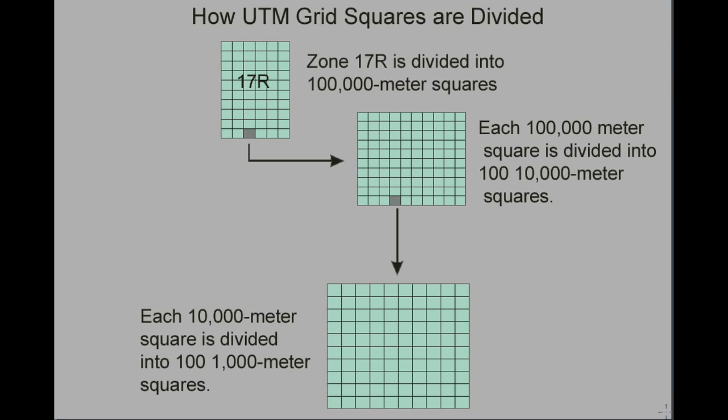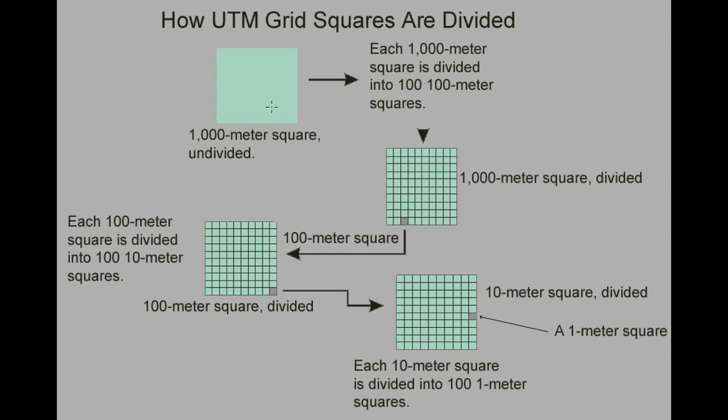Okay, so let's look at a bit more here about how UTM grid squares are divided. We said that quadrant 17R here was divided into individual little squares that are 100,000 meters times 100,000 meters. So we're going to take one of those little squares and zoom in on it, and this 100,000 meter square here is divided into 100 10,000 meter squares. So each of these little squares is 10,000 meters times 10,000 meters. So let's take one of these 10,000 meter squares here, and it is divided into 100 1,000 meter squares. So each of these little squares here is 1,000 meters, or 1 kilometer. So once again, each of these little squares is 1 kilometer square, or 1,000 meters square.